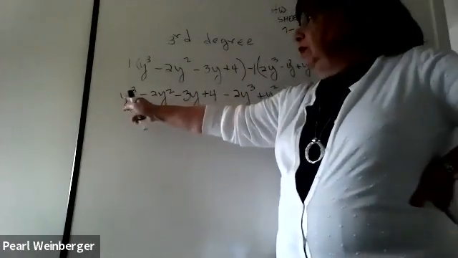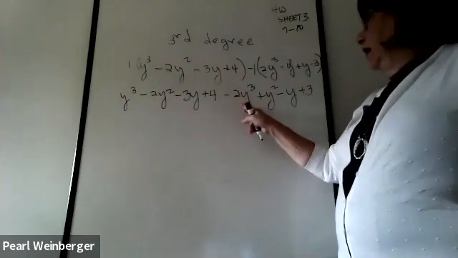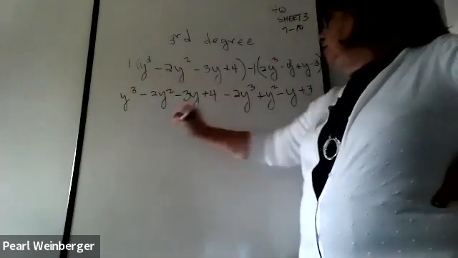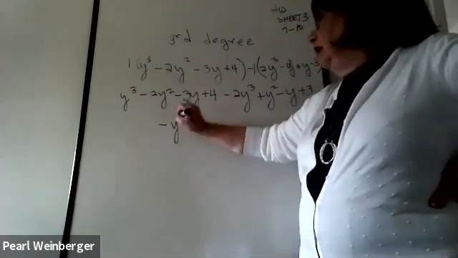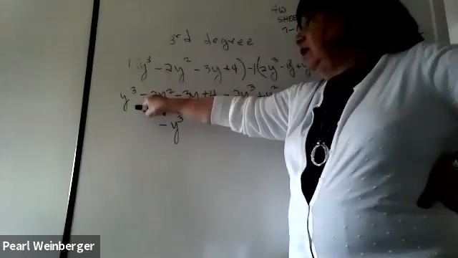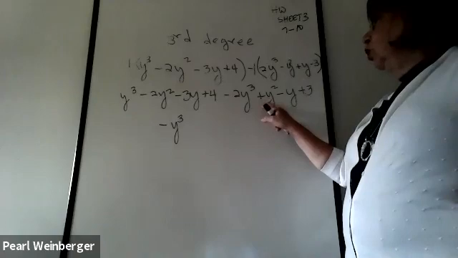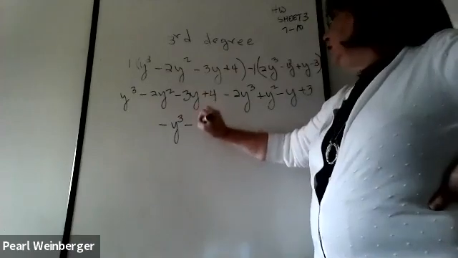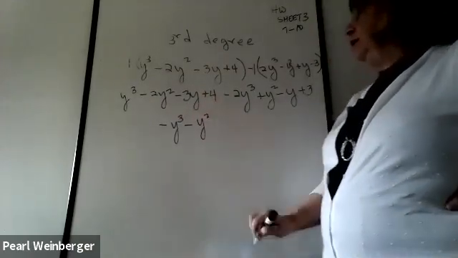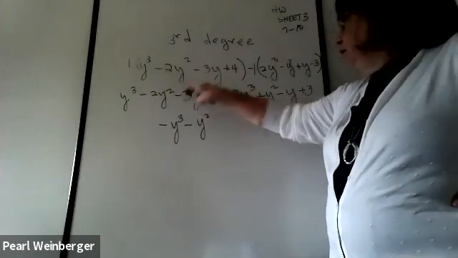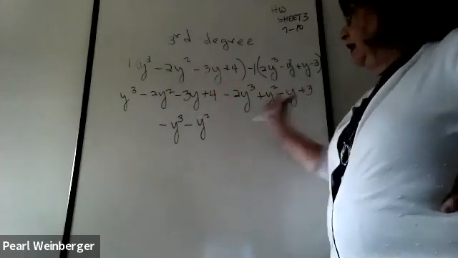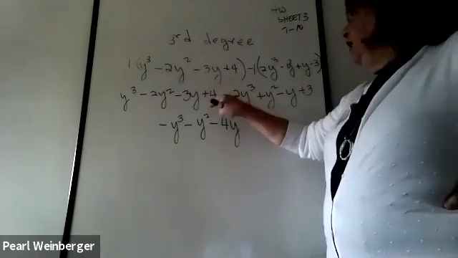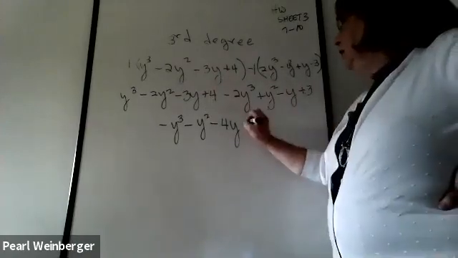Now it's just like what we did before. We have a y cubed here and a negative 2y cubed here. I can combine this. This is a 1 and a negative 2. That gives me negative 1 or negative y cubed. Now I have a negative 2y squared and a plus 1y squared. So again, negative 2 and 1 gives me negative 1. So it's negative y squared. Now I have the y's. I have a negative 3y and a negative 1y. That gives me negative 4y. And finally, I have a 4 plus a 3. That gives me plus 7.